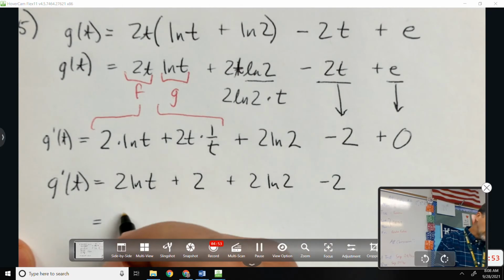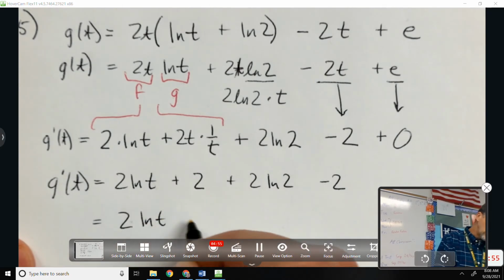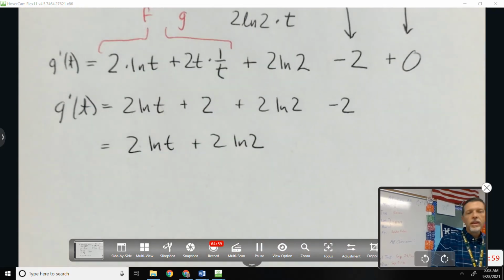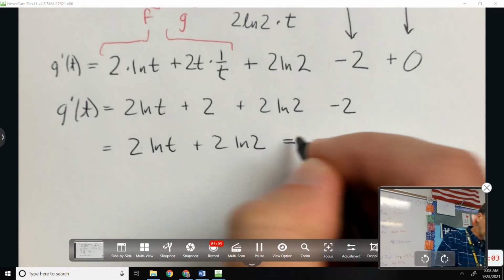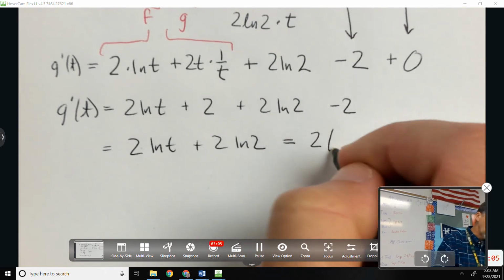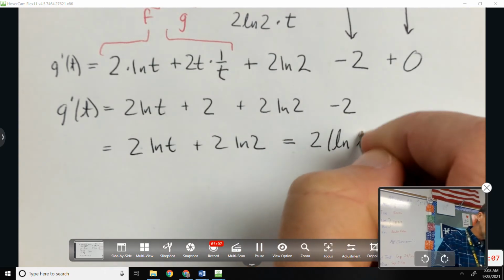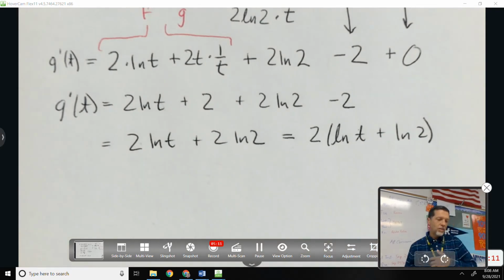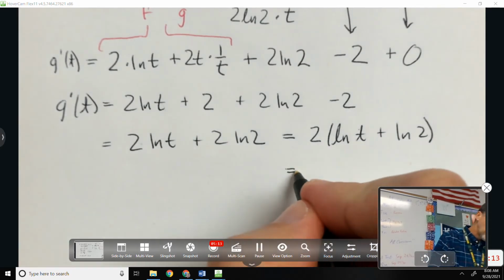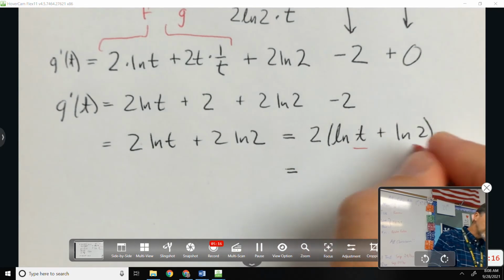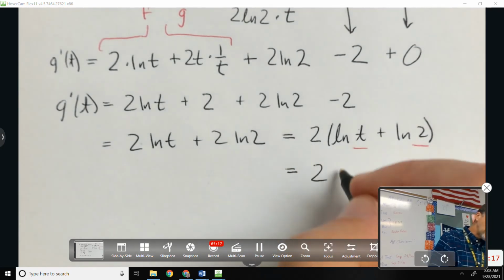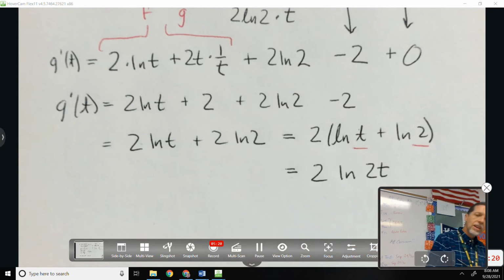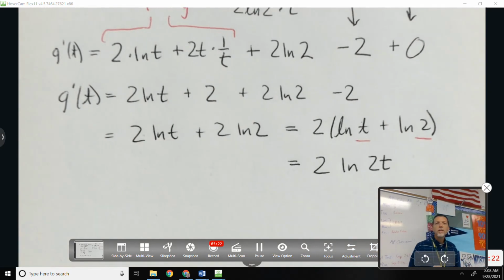The 2's cancel out, so I get 2 natural log t plus 2 natural log 2. And I guess I wouldn't write this out, but if I'm looking at my answers, they may have factored out a 2. Ooh, you know what else they could do if we really wanted to get fancy? We could use a property of logs and combine that back into one argument.